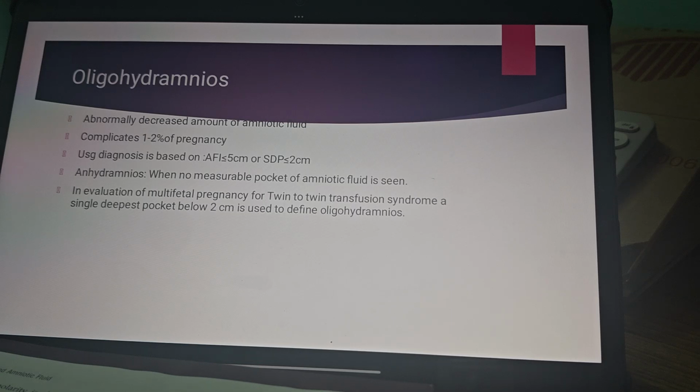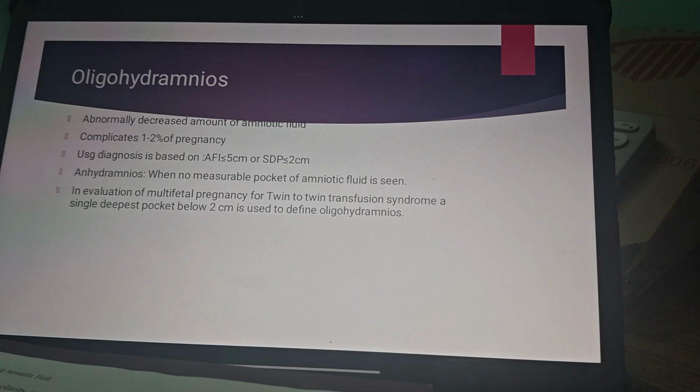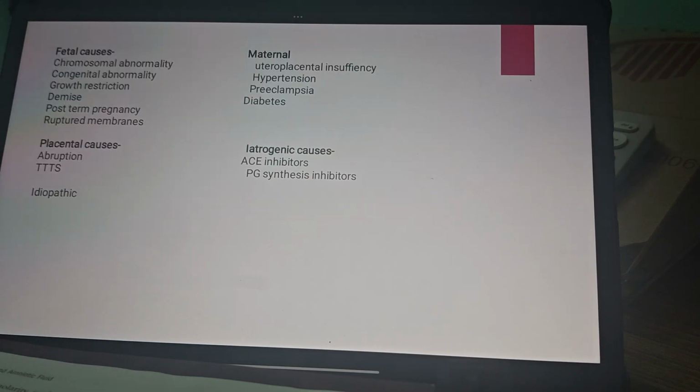Another condition is anhydramnios. Anhydramnios means absent water, that is, no measurable pocket of amniotic fluid is seen. In evaluation of multifetal pregnancy for twin-to-twin transfusion syndrome, a single deepest pocket below 2 cm is used to define oligohydramnios. So what are the causes of oligohydramnios? The causes could be fetal, maternal, placental or iatrogenic.